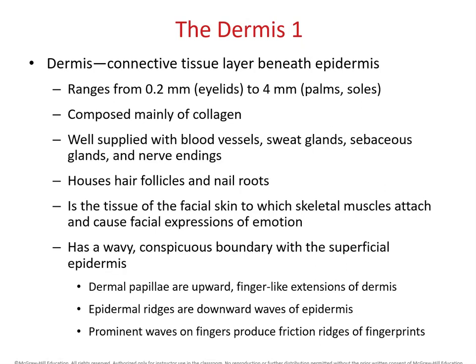So the epidermis didn't have blood vessels, didn't have sweat glands, had very few nerve endings. Our dermis is the location of all those. The dermis also has hair follicles and the roots of your finger and toenails. The dermis is going to be connecting with the skeletal muscles that allow you to have facial expressions. And we actually have a couple different layers within the dermis tissue that can be distinguished.